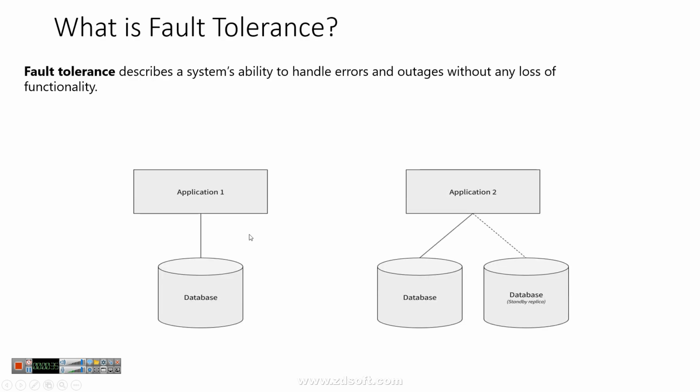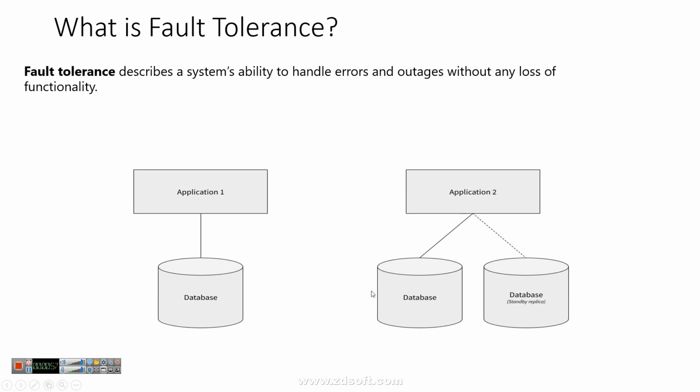So firstly, what is fault tolerance? Fault tolerance describes a system's ability to handle errors and outages without any loss of functionality. Consider this example. Application 1 is connected to a single database instance and application 2 is connected to two database instances. One is the primary database and the other one is a standby replica.